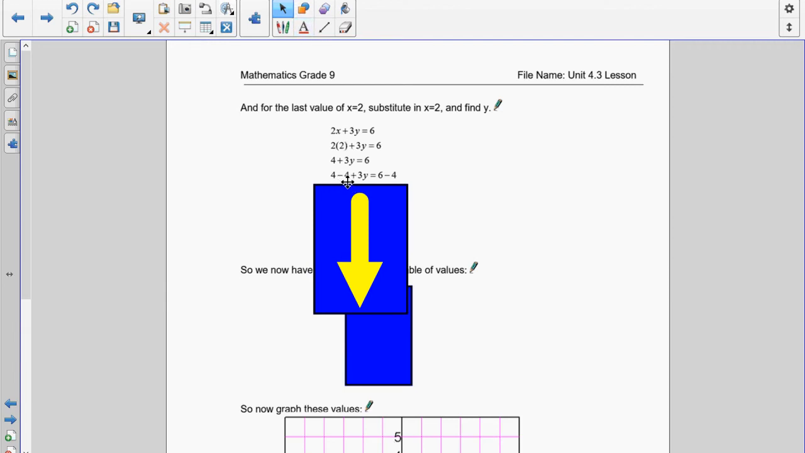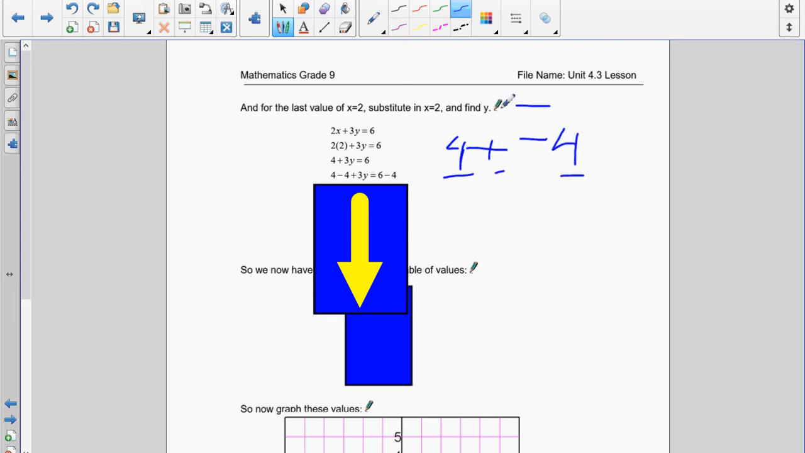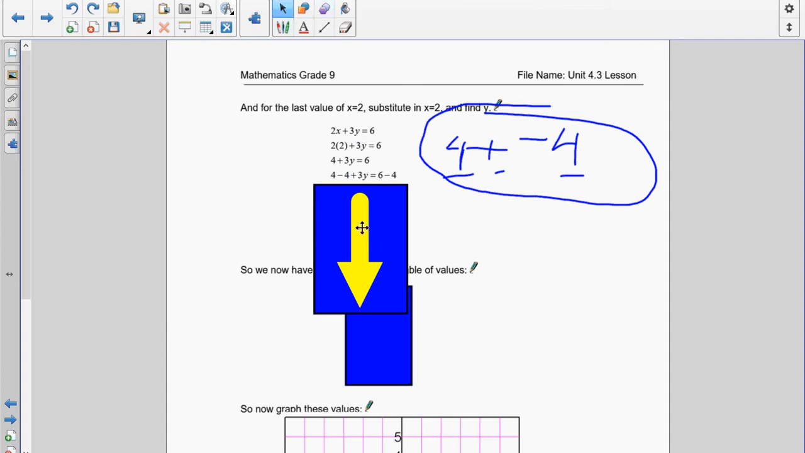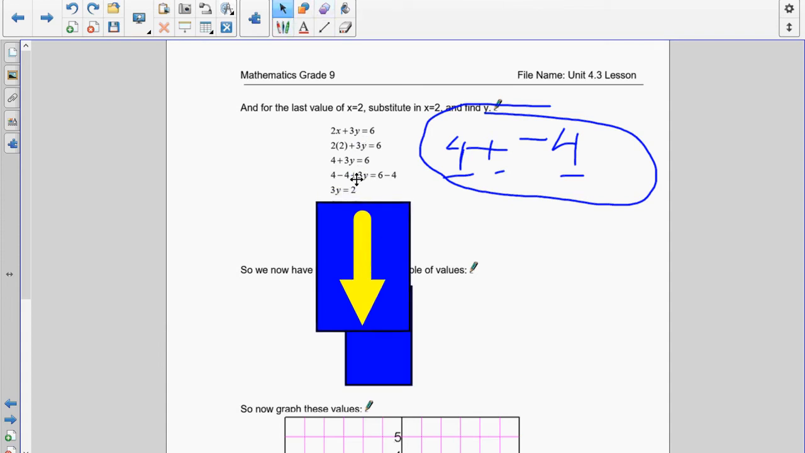Subtracting 4 is the same as adding a negative 4. If you remember back to before, if I gave you 4 plus negative 4, this was adding the opposite. And we always did this when we were doing integers. So 4 take away 4 is the same as 4 plus negative 4. So 4 take away 4 is 0. And 3y then stays the same. And of course 6 take away 4 is 2.